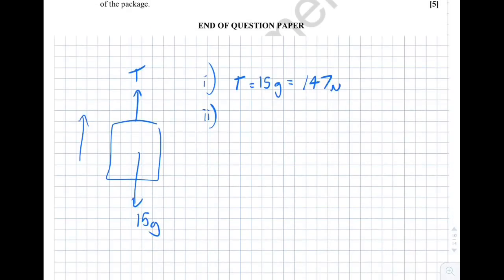If it's accelerating upwards, then Newton's second law comes into play, which means the resultant force is equal to mass times acceleration. So our resultant force going upwards, we've got the tension going upwards and the weight pulling backwards, and that equals mass times acceleration. So we know T minus 147 equals 30. So T will equal 177 newtons.